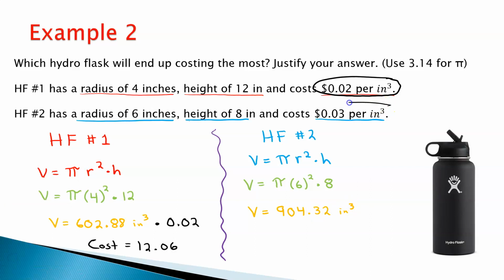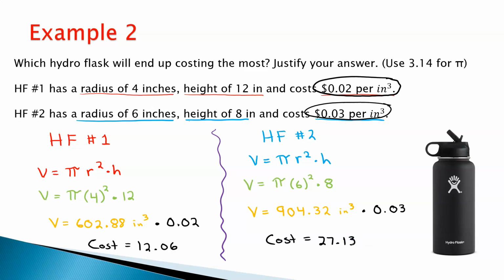We have to multiply it by the cost, right? It costs 3 cents per cubic inch. So I'm going to multiply times 0.03. I get a total cost for the second hydro flask. And again, I'm going to round here to the nearest hundredth. All right, think of money. I get 27.129. So I'll actually round to $27.30.